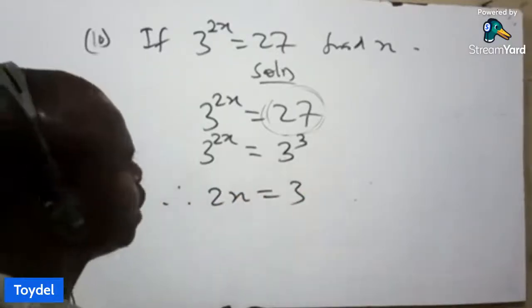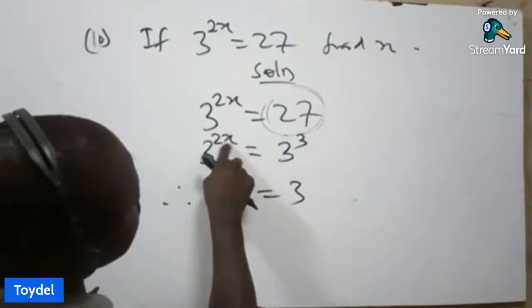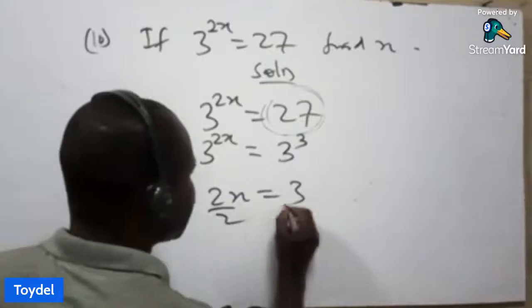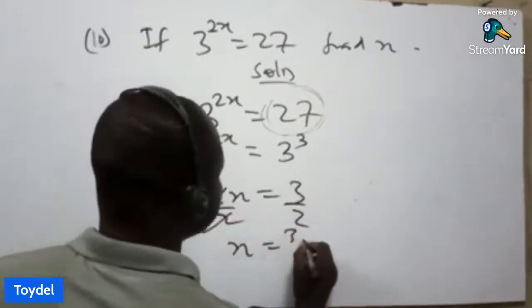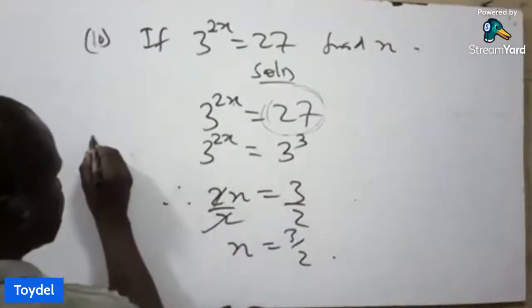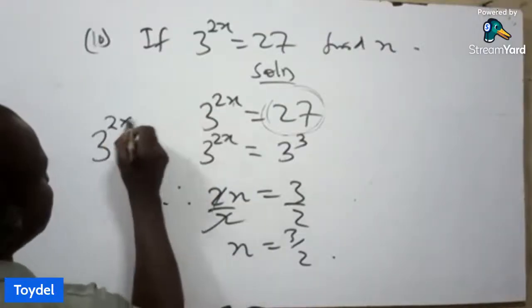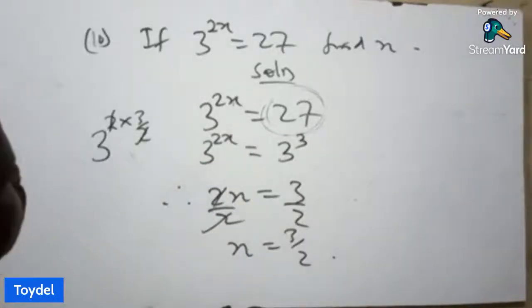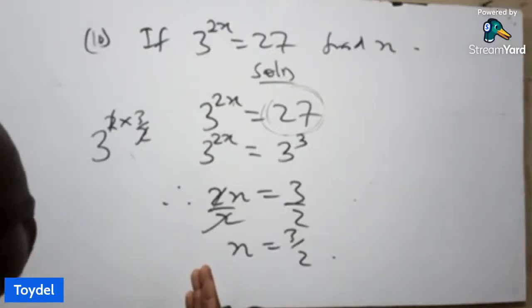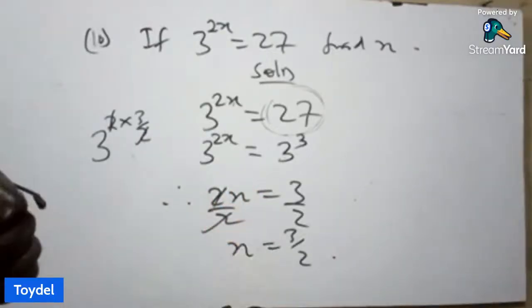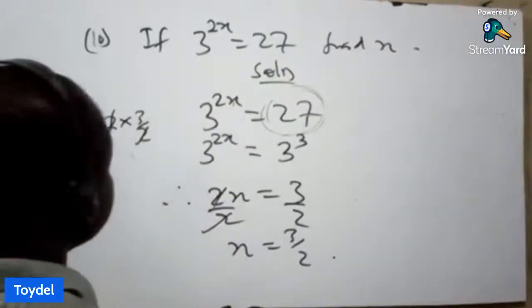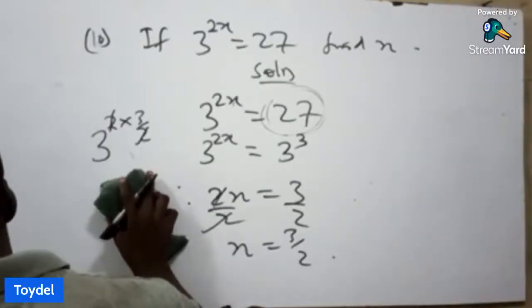Just equate the powers. And in a situation whereby the powers, the indices, are equal, you equate the bases, and vice versa. Then you divide both sides by 2. So x is equal to 3 over 2. You can check: 3 multiplied by 2, if x is equal to 3 over 2, the 2 cancels 2. What do you have? 3 raised to power 3, which is 27. So this type of question does not really require any calculation. By merely looking at the question, you can predict the answer. But you must know the laws of indices very well. So that is just it.